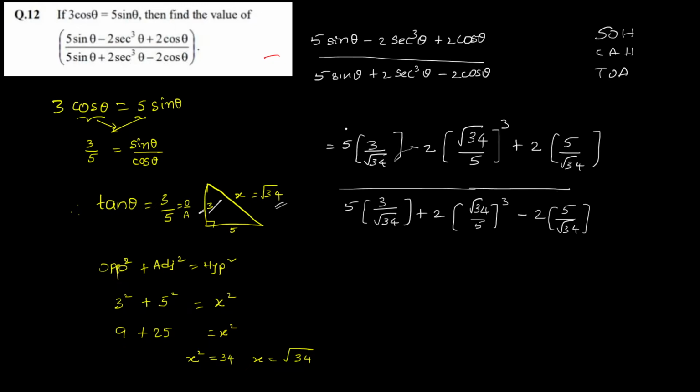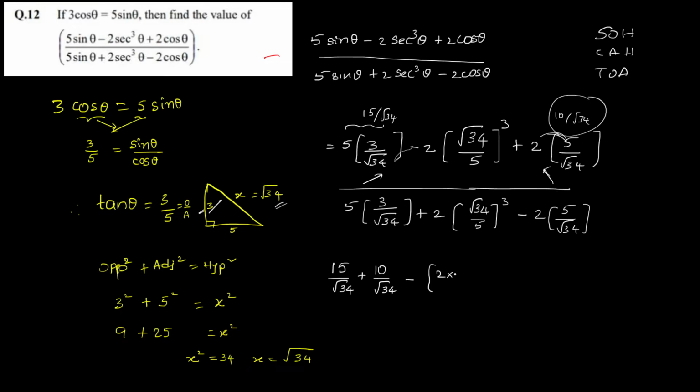So that will become 15 by root 34. Here it is 10 by root 34, because 2 fives are 10, right? So now I will write both these terms as a single term. See here, this term and this term I will write as a single term, and you will realize why I'll be writing like that. Okay, see here, 15 by root 34 plus 10 by root 34 minus 2 into root 34 whole cube.